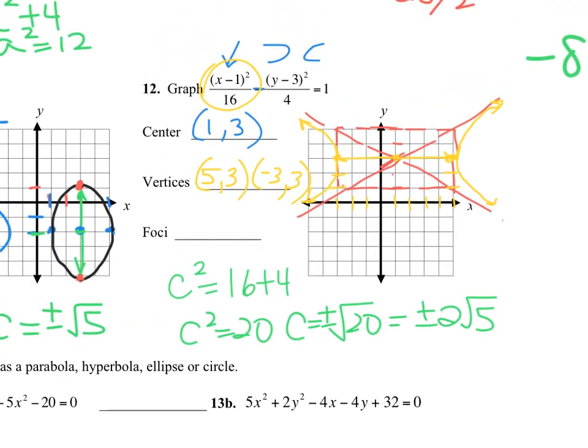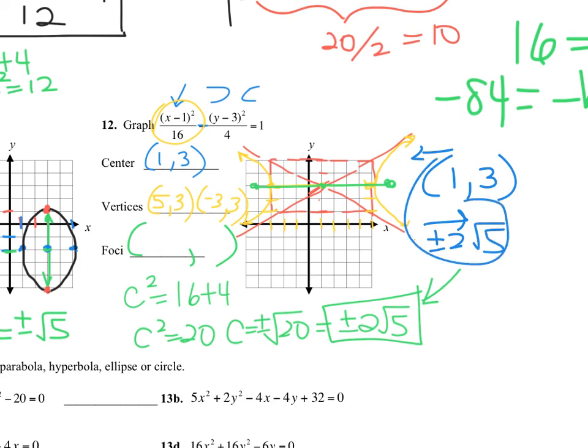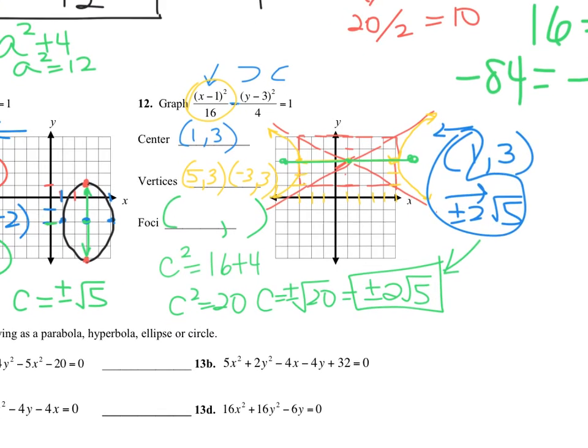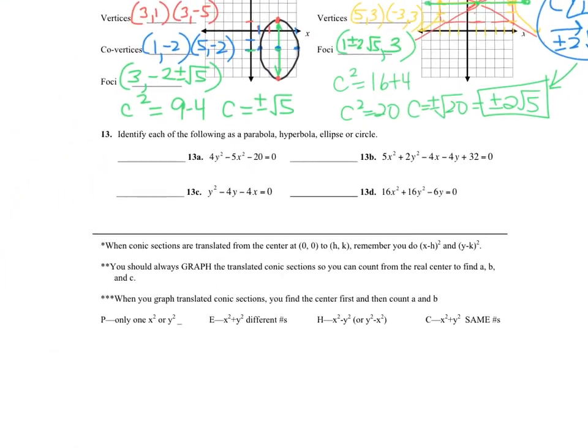All right, now your answer is not 2 rad 5. So many times people will be like, okay, that's my answer. The answer has to be a point. From the center, the point's moving that way and that way. So let's talk about this. Remember, the center is 1, 3. And I need to go to the left and to the right a distance of 2 rad 5. That is only going to affect the x value. So my foci would be 1 plus or minus 2 rad 5, comma 3. All right, we are almost done.